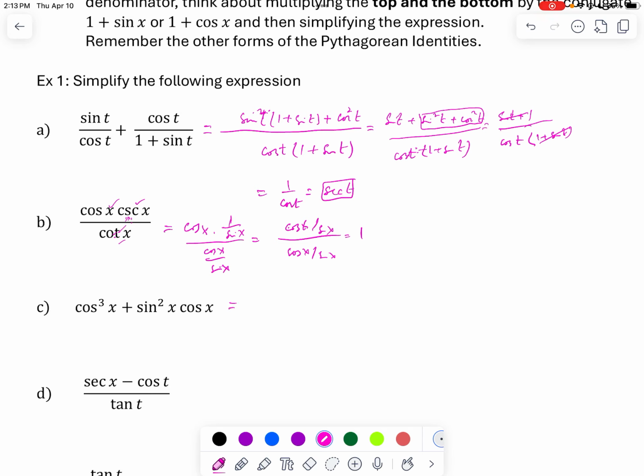Looking at the next one, there is no fraction, so we cannot take the common denominator. We have just cosine and sine, so what can we do here? Think factoring. We can factor out the cosine x. What is left is cosine squared x plus sine squared x, but cosine squared x plus sine squared x is 1. So we basically get cosine of x because this quantity is 1.